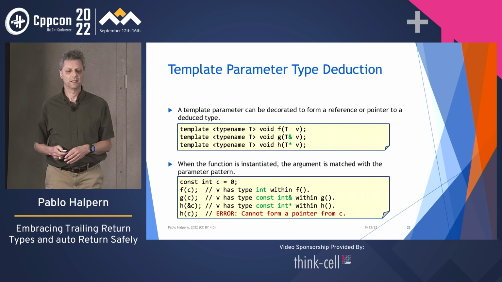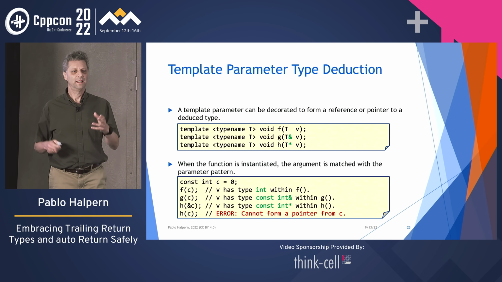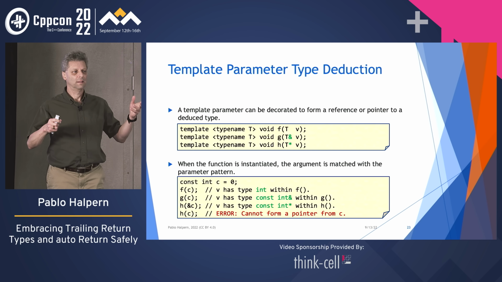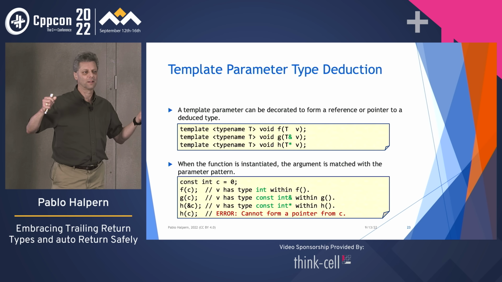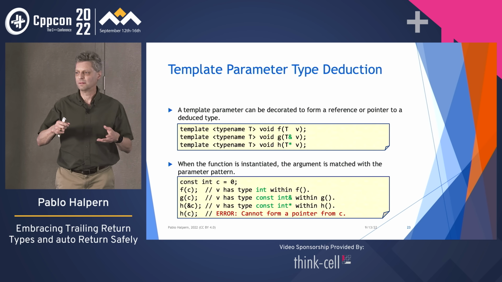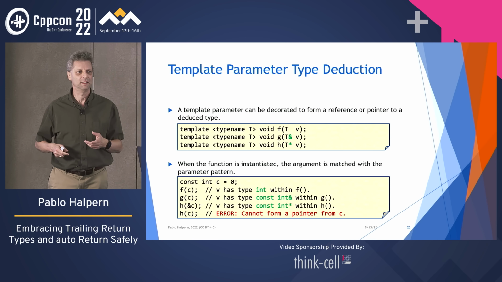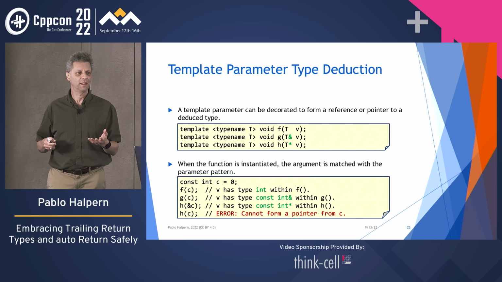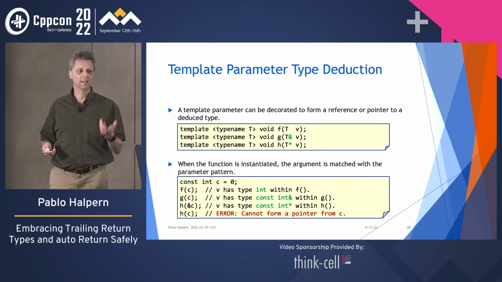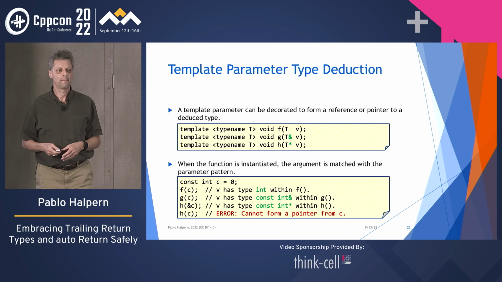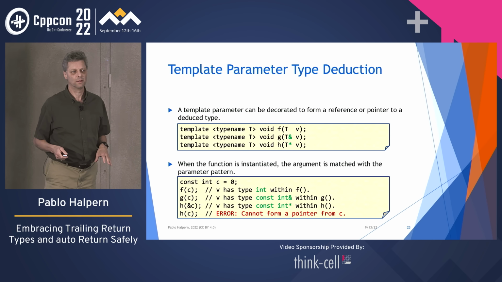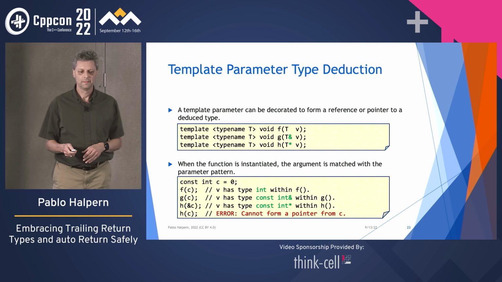The same thing with the second one, with G, says we can't pass what is called a PR value, like the return value of a function that doesn't return a reference. You can't pass that into G. The pattern match will fail. You can't take a reference to something that is like a temporary variable. You can get a const reference to it, but that's a special case.